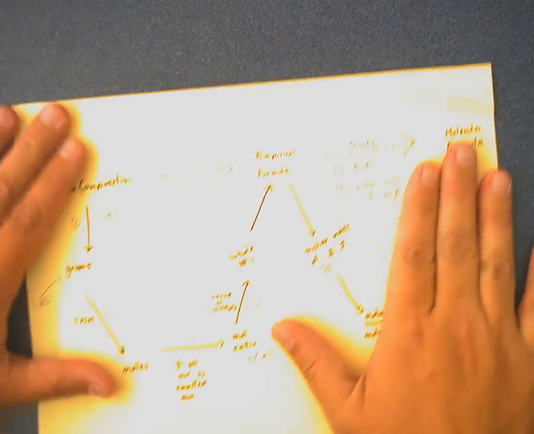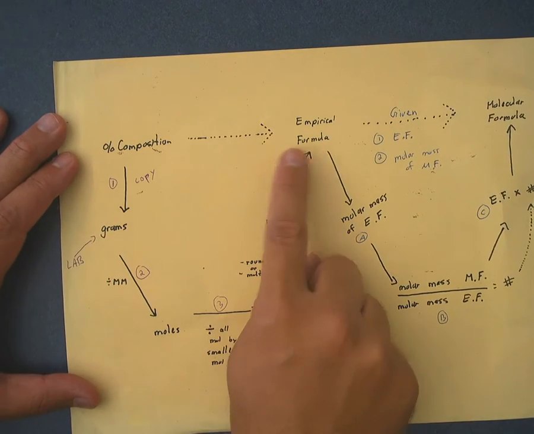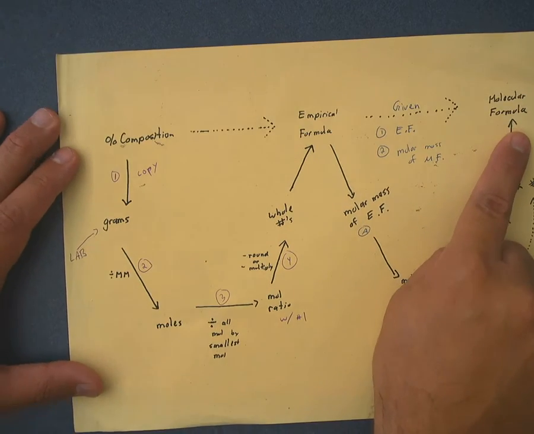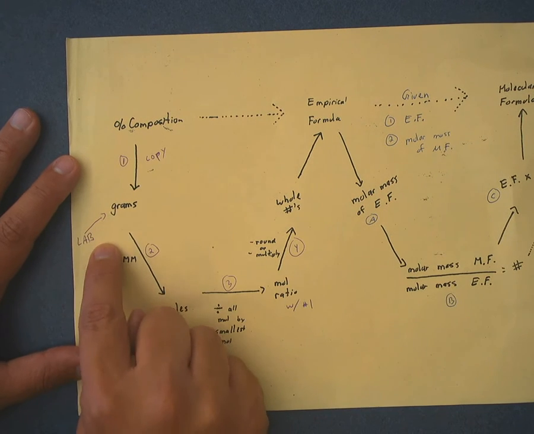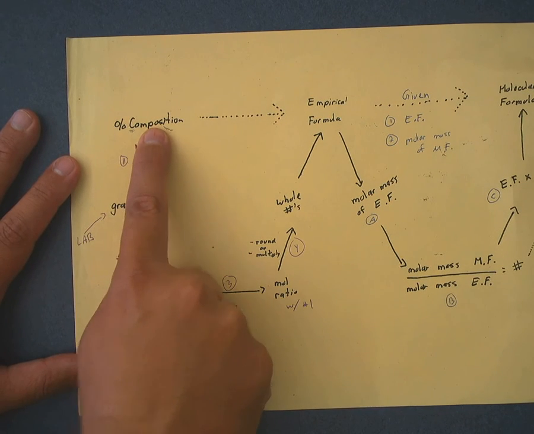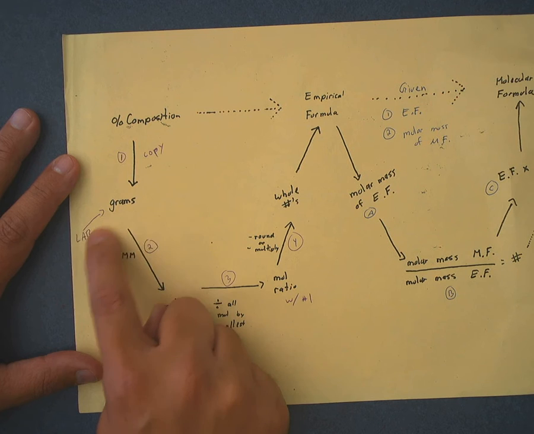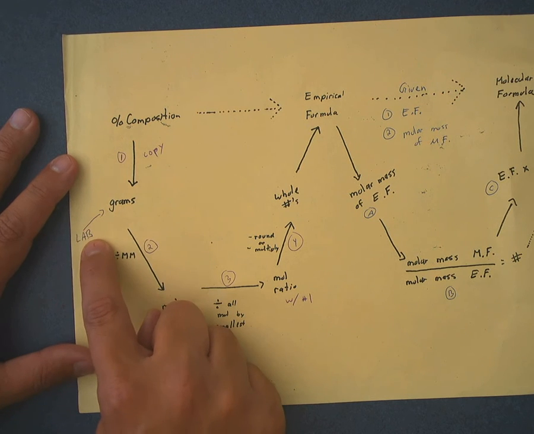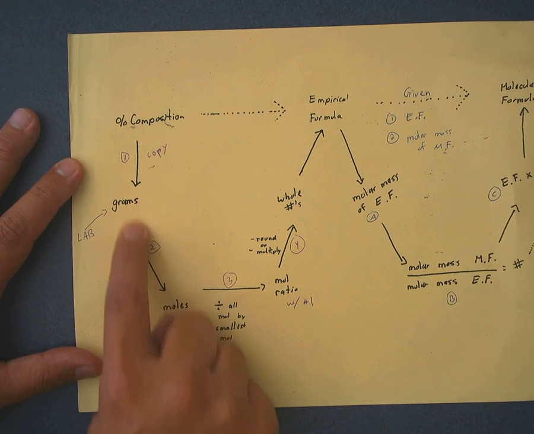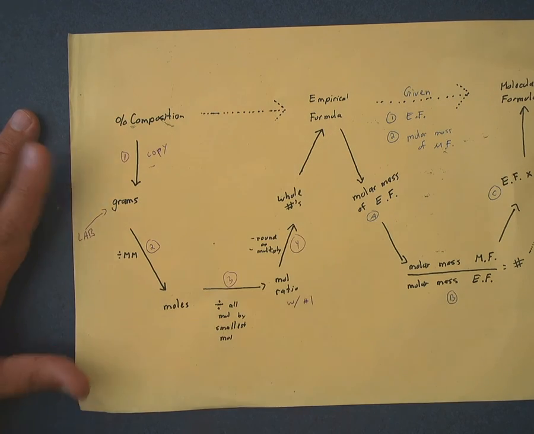Let me show you this little flow chart that I created to help us get from percent composition to empirical formula, molecular formula. And this is the key here: sometimes we won't get percent composition, but we'll have some lab numbers. And from the lab, you can get grams to start the process of getting formulas.